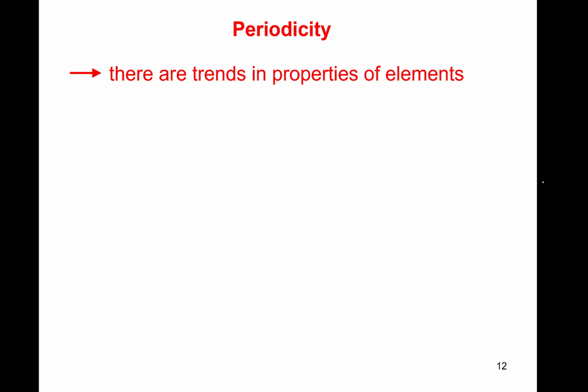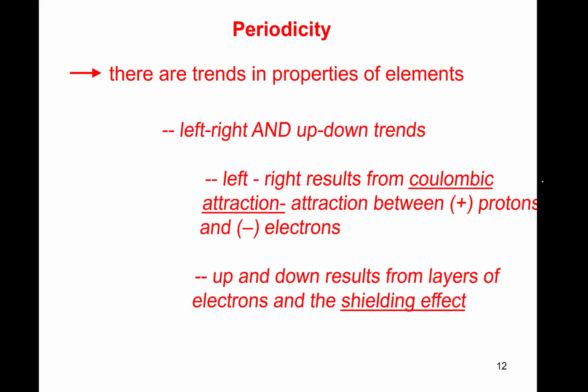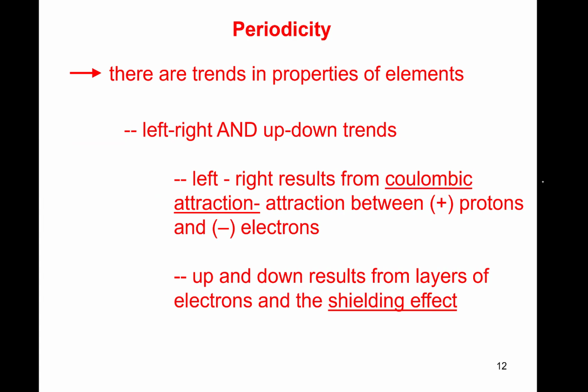Periodicity. These are the trends in properties of the elements. So you've got to know these, and we refer to these trends and periodicity throughout the year, so you've got to pay attention, make sure you understand this, and if you don't, please ask for help. So we have trends when you go from left to right across the table, and also we have trends when you go from the top to the bottom of the table.